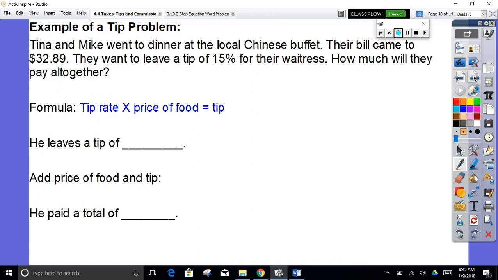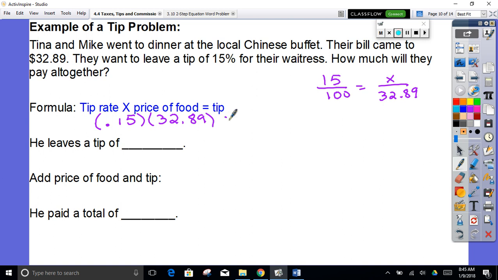The tip rate is 15%. I'm going to do this the easy way. I'm going to change it to 0.15 and I'm going to multiply it times the price of the food. If you wanted to set up a proportion, you would have 15 over 100 equals x over 32.89.